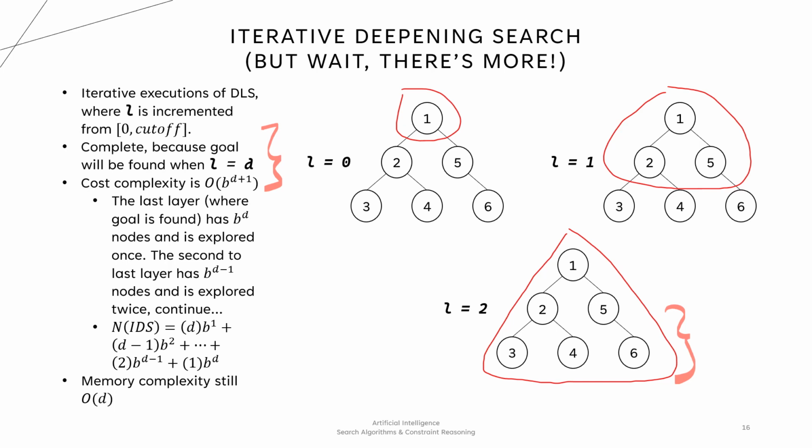So we get this little formula here, N for IDS, where basically you see there's a sliding scale from D to 1 in the coefficient, and then a sliding scale from 1 to D in the exponent of B.